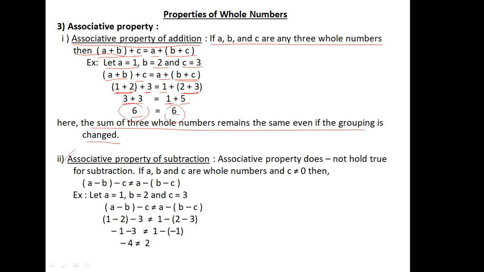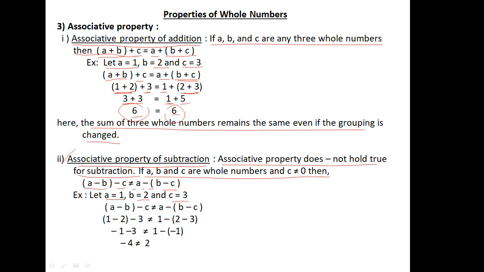Now the second part, this is associative property of subtraction. Associative property does not hold true for subtraction. If A, B and C are whole numbers and C is not equal to 0, then A minus B in one bracket minus C is not equal to A minus in bracket B minus C. Now we have to again see with the help of an example. Suppose A equals 1, B equals 2 and C equals 3.